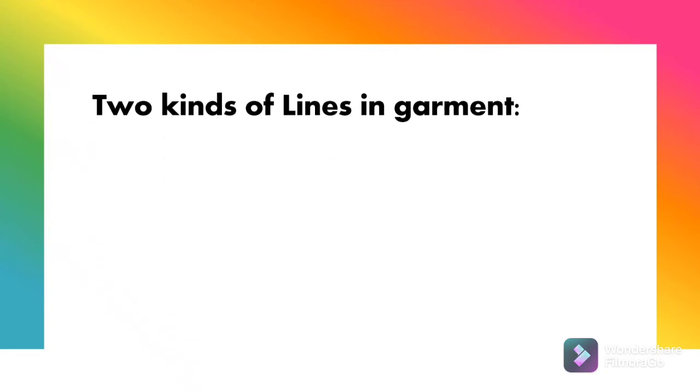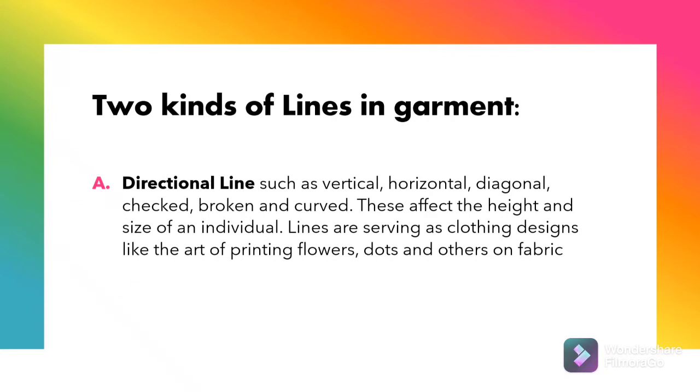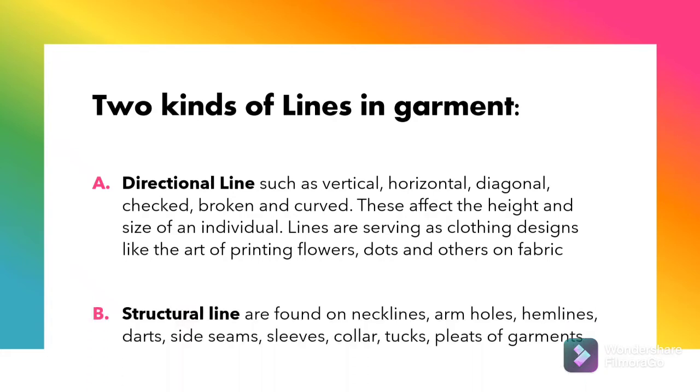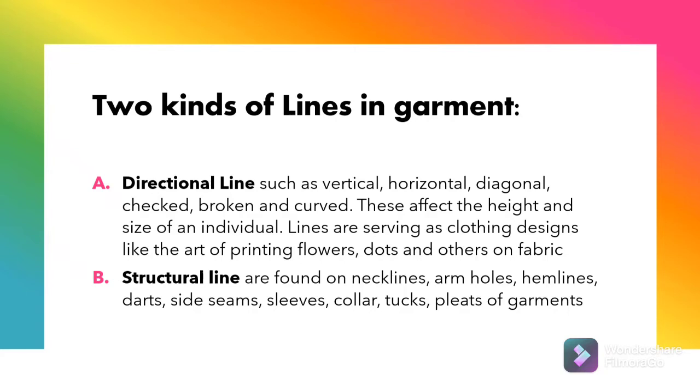Two kinds of lines in garments. Number one, directional lines, such as vertical, horizontal, diagonal, checked, broken, and curved. This affects the height and the size of an individual. Lines also serve as clothing designs, like the art of printing flowers, dots, and others on fabrics. Next, the structural lines are found on necklines, armholes, hemlines, darts, side seams, sleeves, collars, tucks, and pleats of garments.